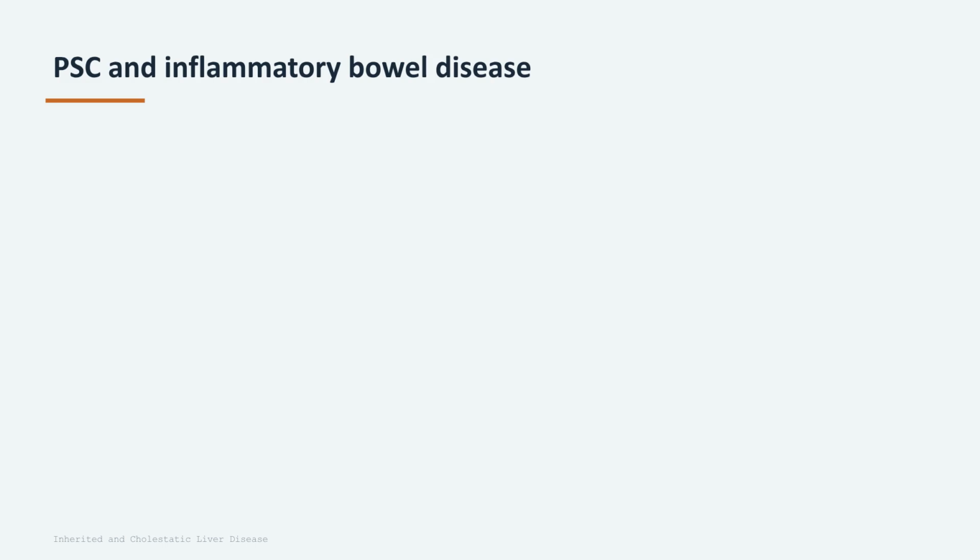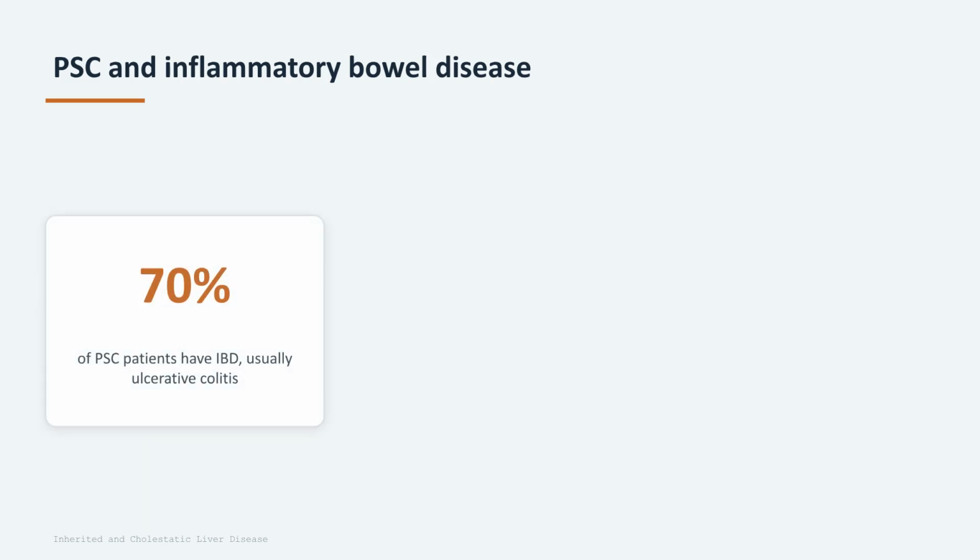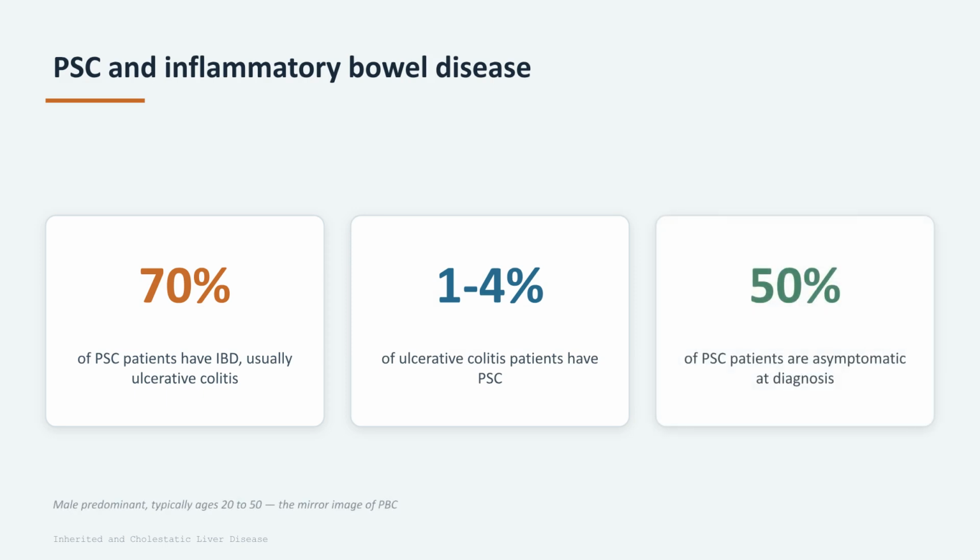The bowel connection is the defining epidemiologic fact. About 70% of patients with primary sclerosing cholangitis have inflammatory bowel disease, usually ulcerative colitis. Run it the other way, and the number is small. Only 1 to 4% of patients with ulcerative colitis have this disease. And half of patients are asymptomatic at diagnosis, found on liver tests alone. The typical patient is a man between 20 and 50, which is the mirror image of primary biliary cholangitis. The disease is also associated with HLA-B8 and with DR3 or DR4.